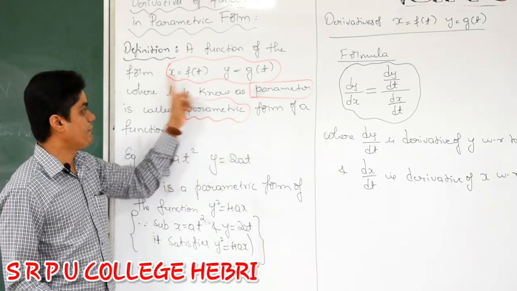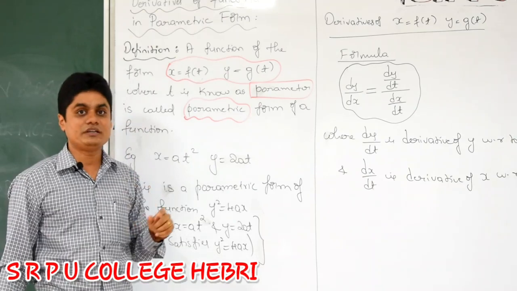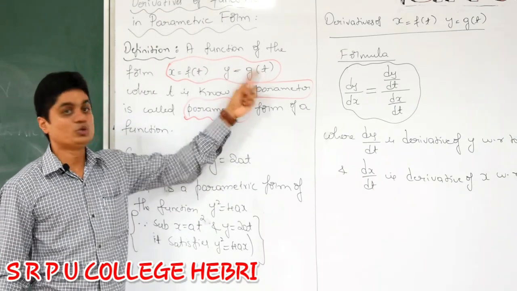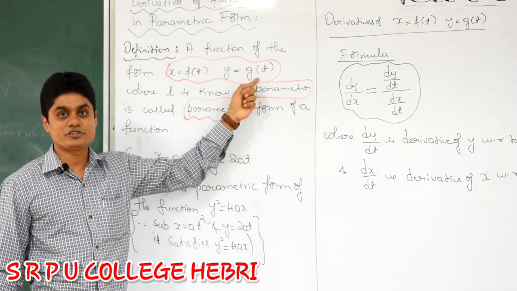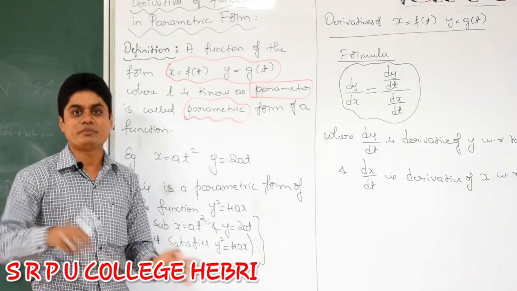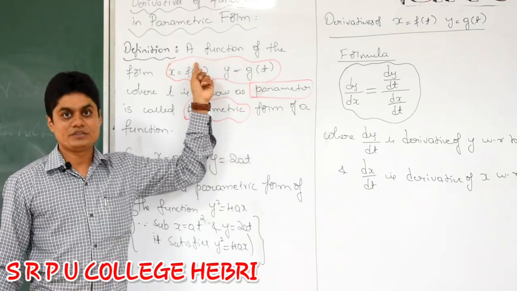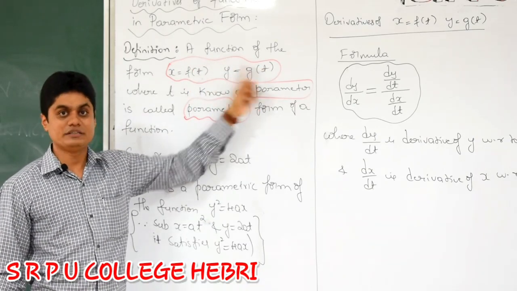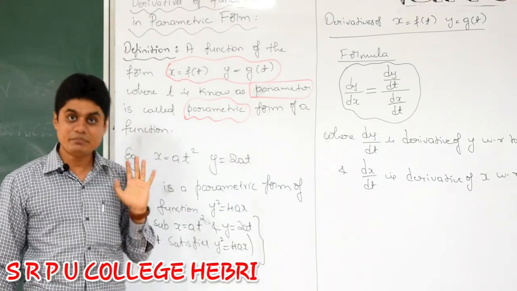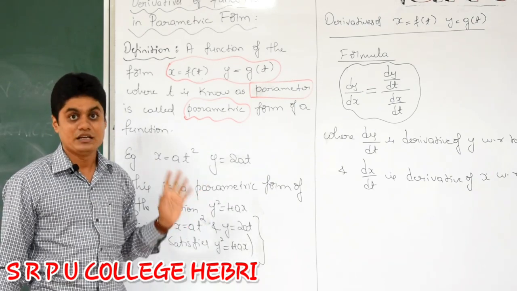So remember, a function of the form x is equal to f of t, y is equal to g of t. One more difference between the previous ones and this is that there will be two different components. In the previous functions you saw only a single component, either x is equal to something or y is equal to something, or maybe both in terms of x and y. But here there are two components. Don't think that these are two different problems. It is a single function, but there are two components and three variables. Remember this, it is very easy to identify in the exam that a given function is parametric.